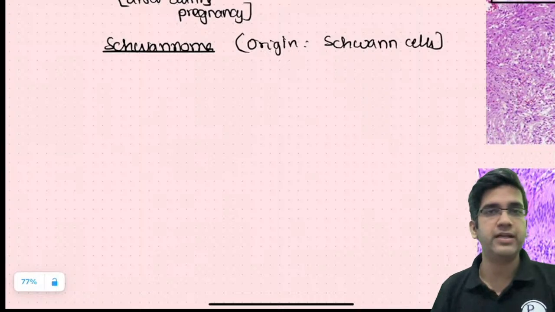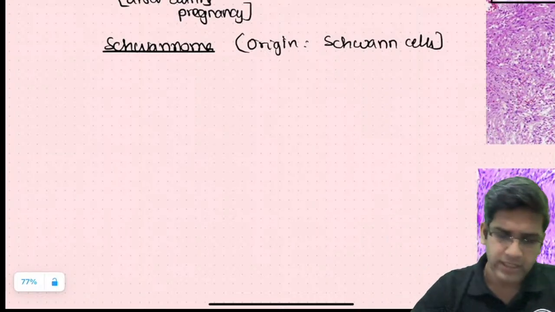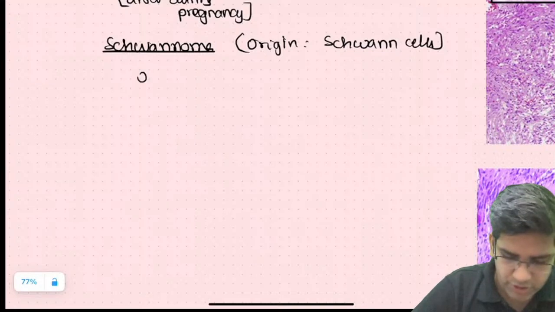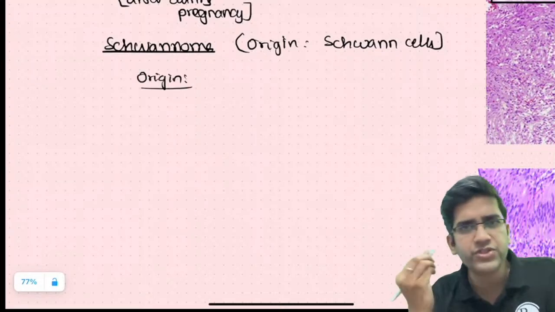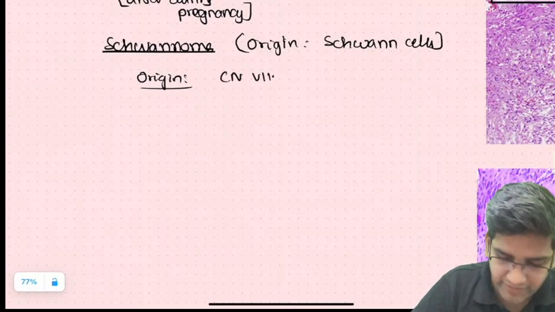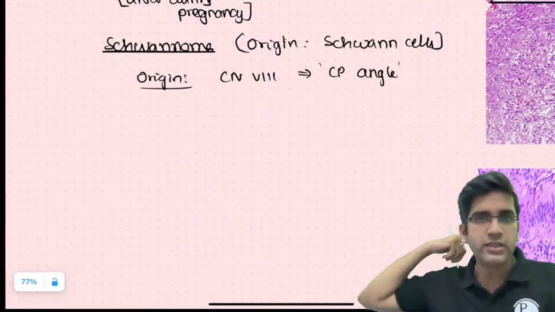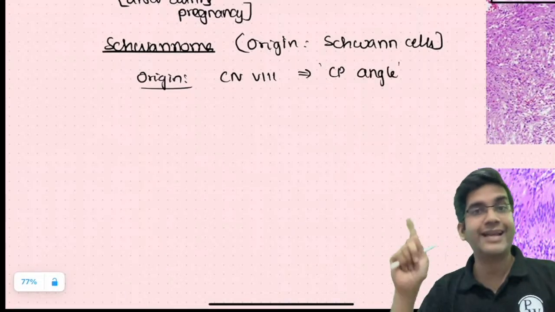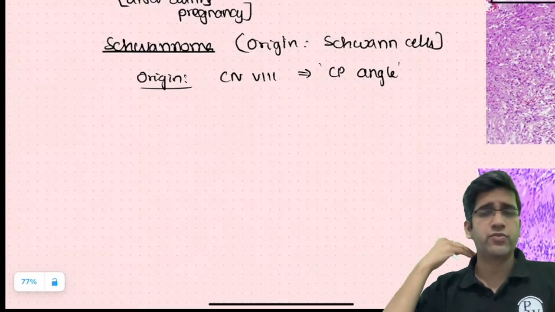Central nervous system myelination is held by oligodendrocytes. That's the function of oligodendrocyte, right? So schwannoma, actually the origin, to be very specific, should be from a nerve. It should come from a nerve because they are myelinating the nerve fibers, right? So in CNS, it's cranial nerve 8 that happens in an angle called as CP angle, cerebellopontine angle. From the pons and cerebellum, the junction, the cranial nerve 8 comes. That's your nerve which is useful for hearing, right?